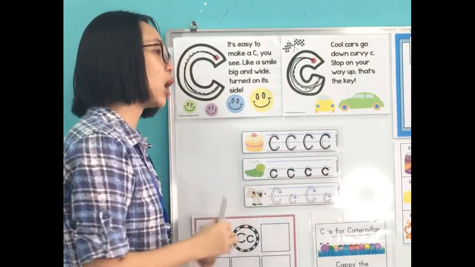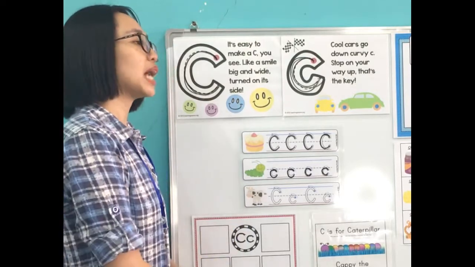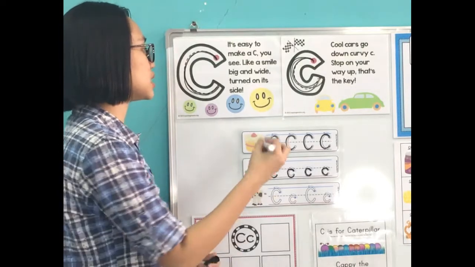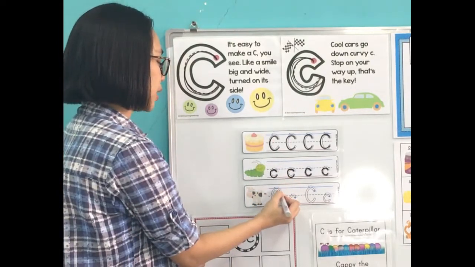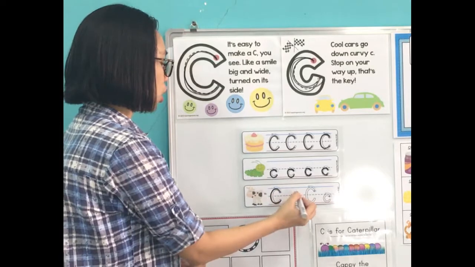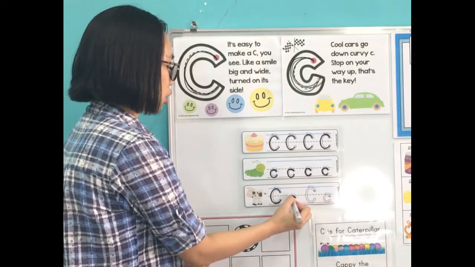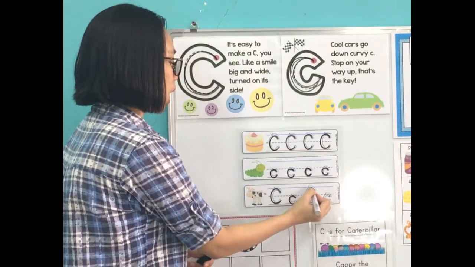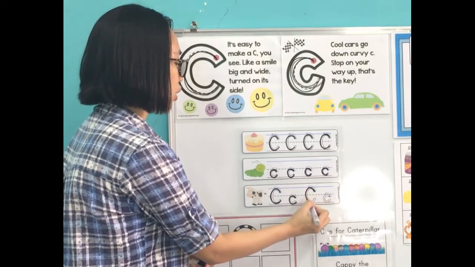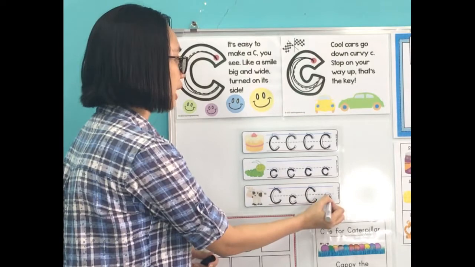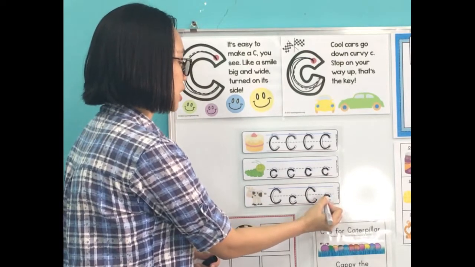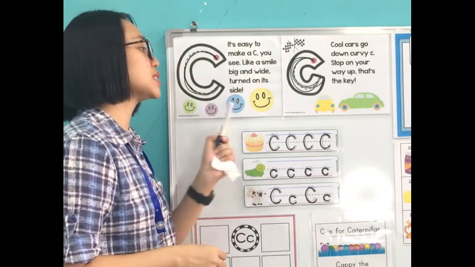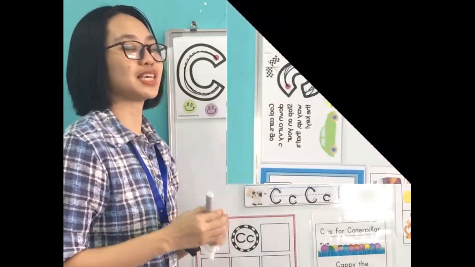How about this one? This is the cow. K, k, cow. Cow also has the k, k sound in the beginning. Capital C, like a smile big and wide on its side. Lowercase c, curvy c and stop. Capital C, a smile big and wide on its side. And lowercase c, curvy c and stop. We have the letter C, the capital C and the lowercase c.